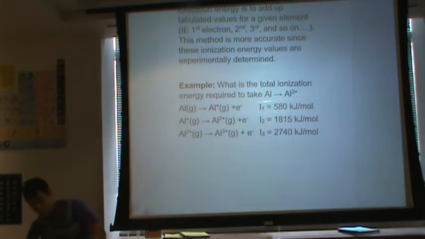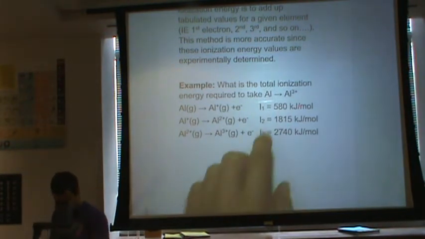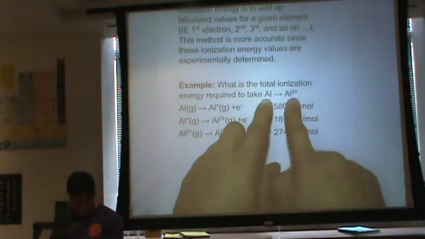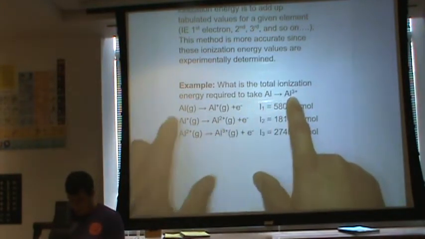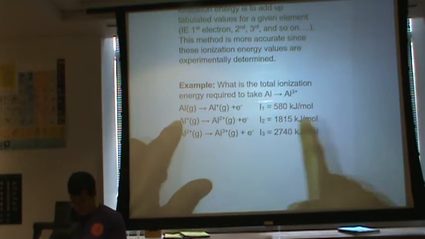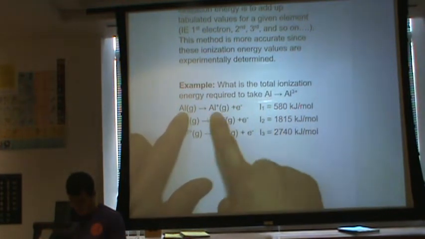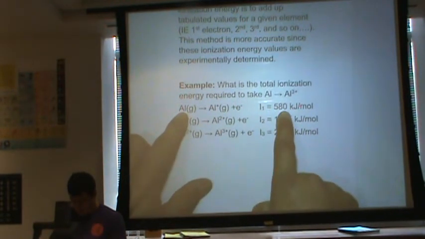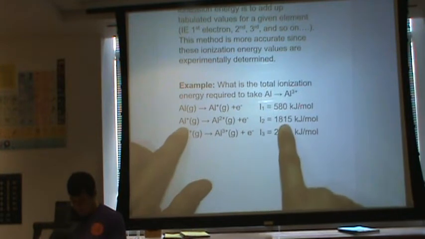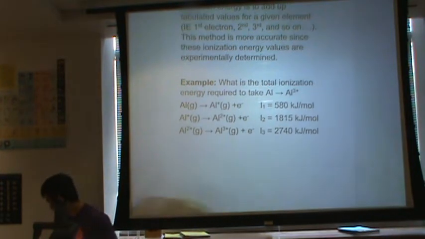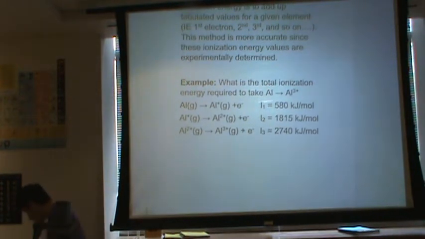what is the total ionization energy required to take aluminum from aluminum 0 to aluminum 3 plus? You would be given a table of ionization energies to remove the first electron, which is 580 kilojoules per mole, the second electron, 1815, and then finally the third electron. And all you would really do is just add those values together.